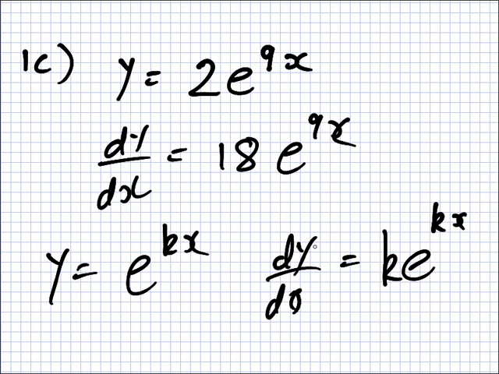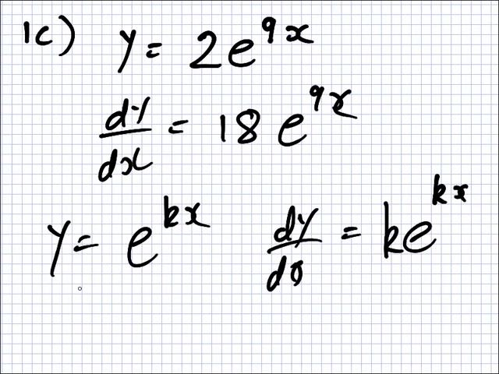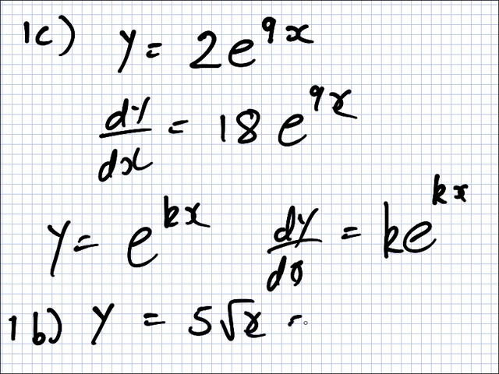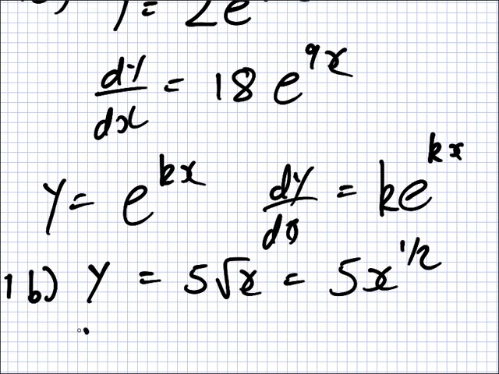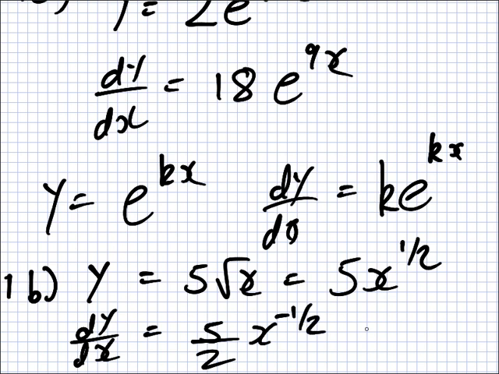Okie dokie? 1b. Okay. 1b. y equals 5 root x, which equals 5x to the power of a half. So dy/dx equals 5 over 2 x to the minus a half, which equals 5 over 2 root x.